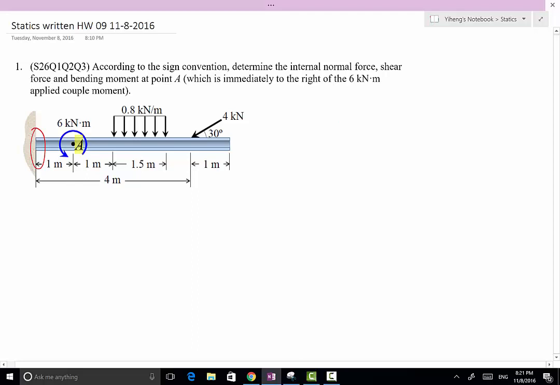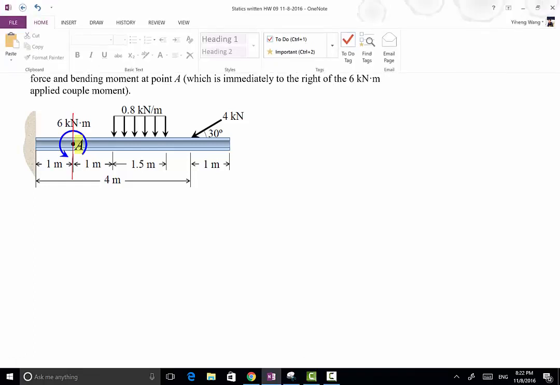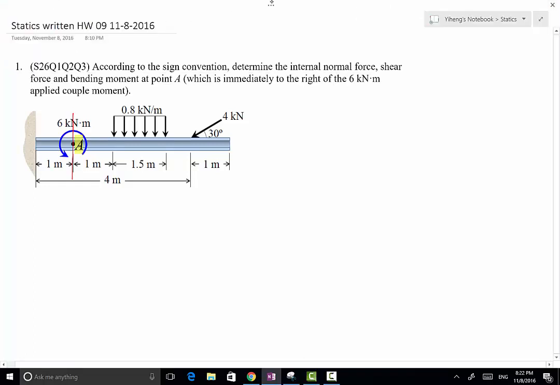So for this problem, first of all, we need to determine if we need to solve for any support reactions. Because if we are going to section this beam at point A and choose the right-hand side to do our analysis, then we do not have any support reaction on the right-hand side. Therefore, for that reason, we are not going to solve for the support reactions at this fixed support. And just like I said, we're going to section it at point A, and we're going to draw the free body diagram of the right segment.